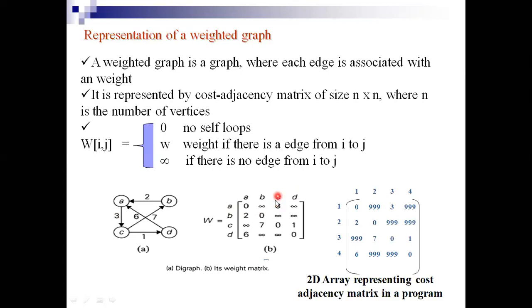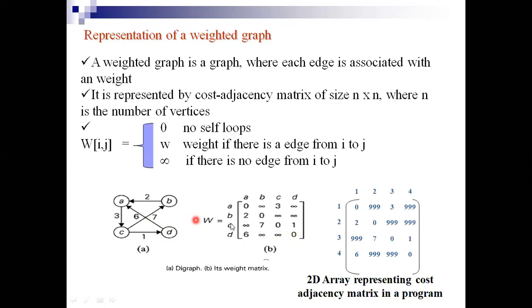Is that clear? Similarly, with respect to the vertex B, we can see there is an edge from B to A, yes, whose weight is 2. And there's no edge from B to C as well as B to D, which I write as infinity. Similarly, with respect to C, I can see that there's an edge from C to B, then C to D, whose weights are 7 and 1. So I write 7 and 1. C to C is 0 and C to A is infinity. Similarly, with D, D to A, there is an edge whose weight is 6. I write 6. D to B, there is no edge. D to C, there is no edge. So I put infinity. D to D is a self loop, no self loop, put 0.